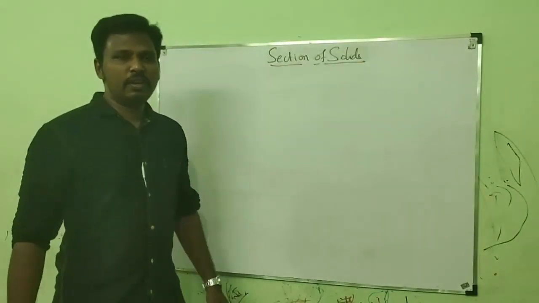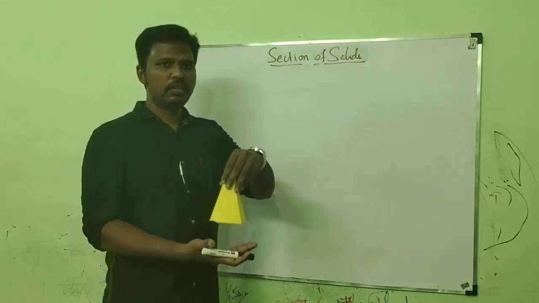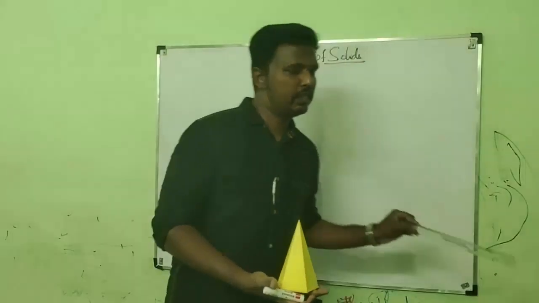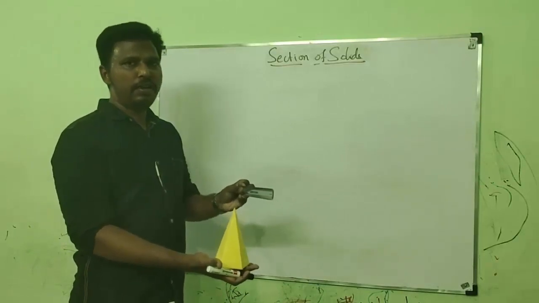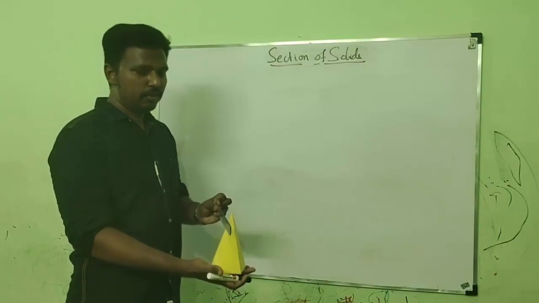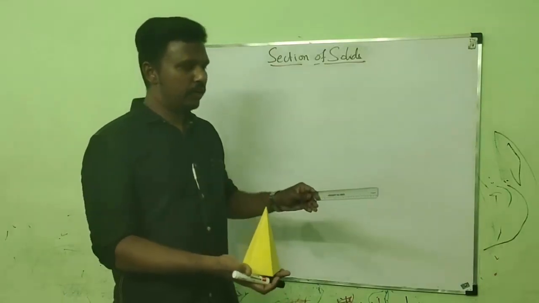Welcome back to section of solids. In this problem, the solid given is a cone, and the cone is resting on HP on its base, and a cutting plane perpendicular to HP and inclined to VP at 45 degrees cuts the solid 10 mm away from the axis. So first of all, we have to draw the simple projection of the solid. Then we have to introduce the cutting plane.